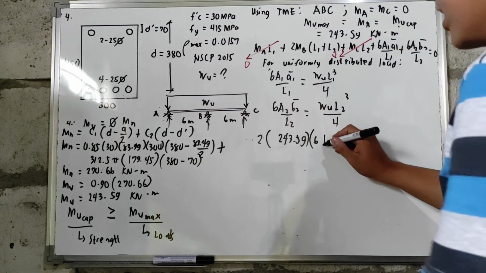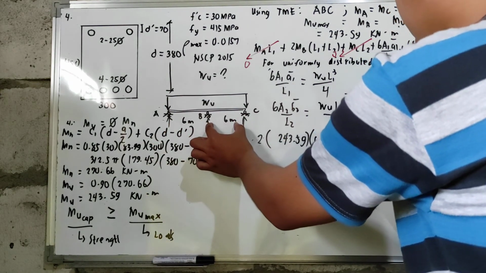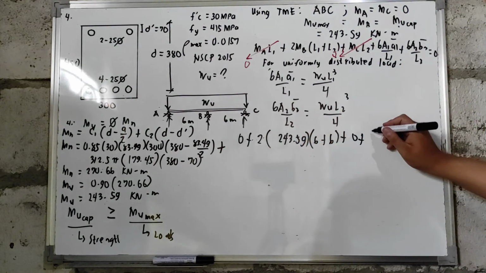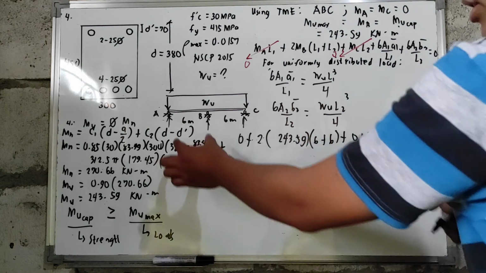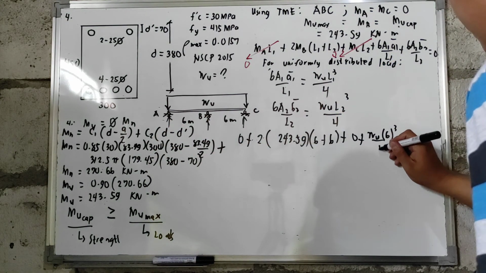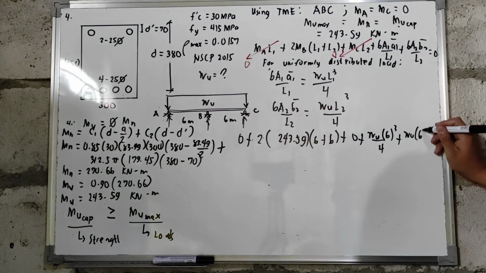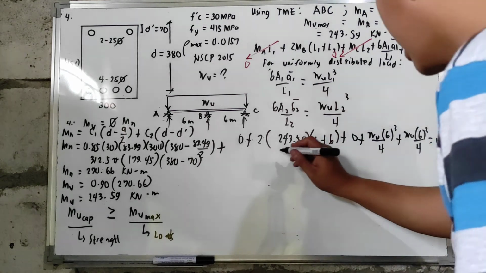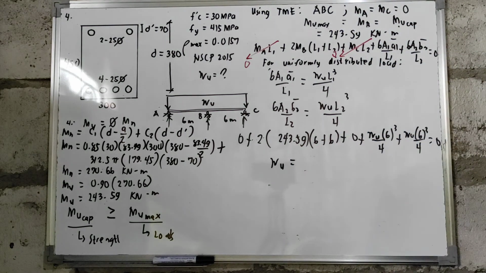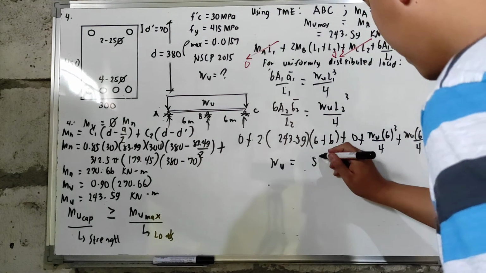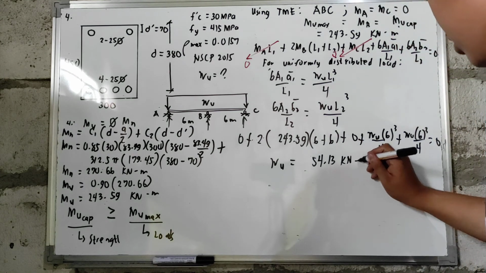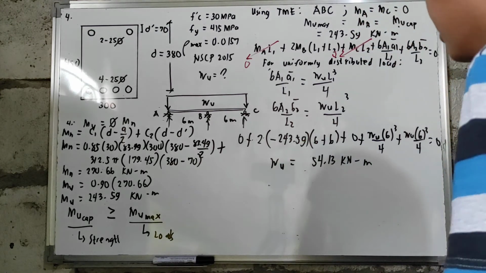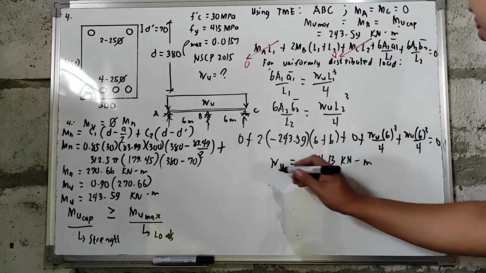Plus yung L1 natin, 6, L2 natin, 6. Plus yung 0, 0 plus. Plus, etong natin dito na WU L1 cube, ang L1 natin na 6 cube over 4. Plus WU 6 cube over 4 is equals to 0. So with this naman, kung kukunin natin yung WU natin, makukuha natin dyan is negative 54.13 kilonewton meter. So, paano natin yan ipa-positive? So, gagawin natin negative yung value ng MB natin para mag-positive yung WU natin.